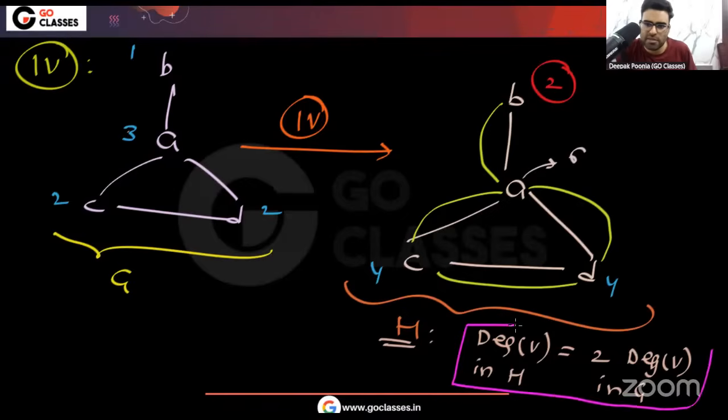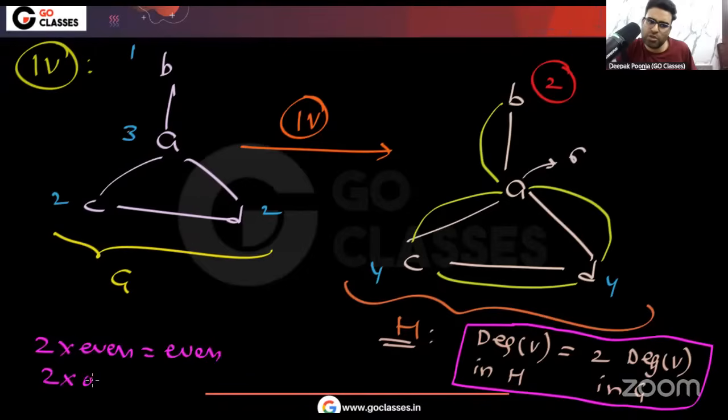I am saying that because we are duplicating every edge, the degree of every vertex will double, and you already know that 2 into even is also even, and you also know that 2 into odd is also even. When you double any integer, it will become even. So in this new graph, every vertex has even degree. Yes or no? Each vertex even degree.